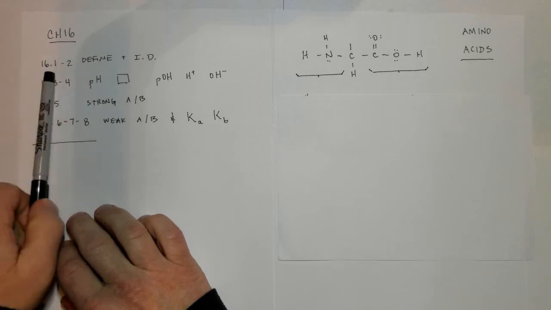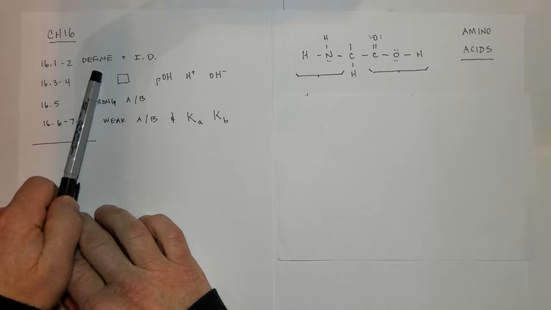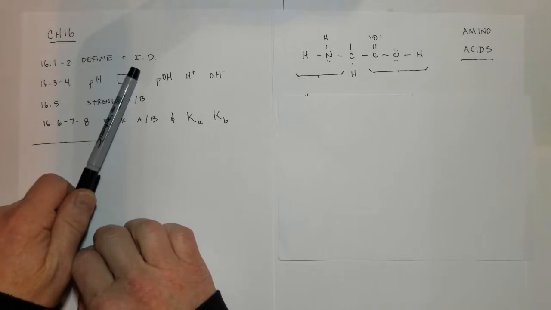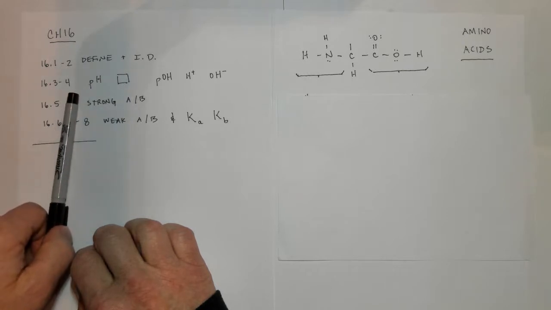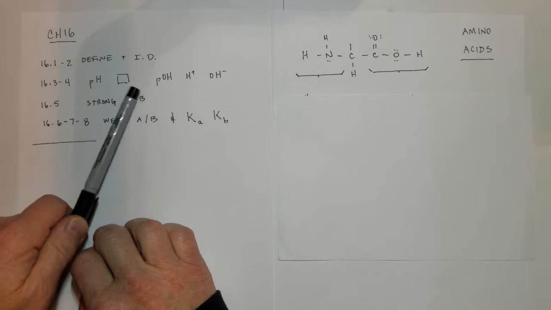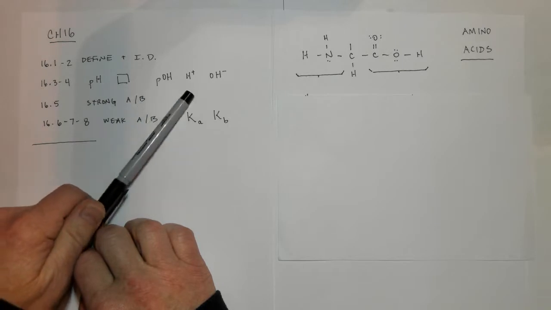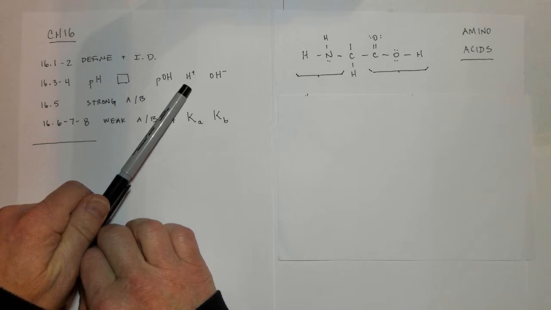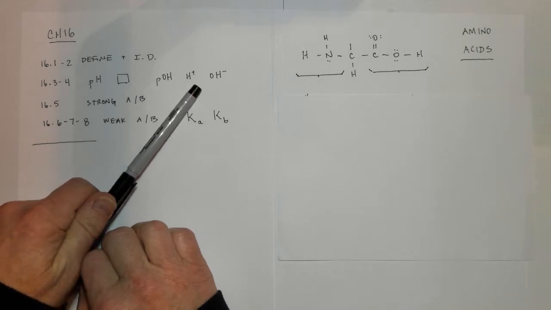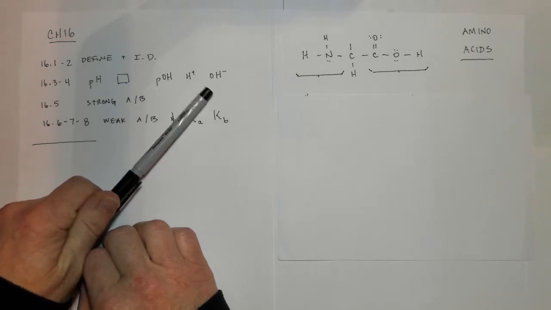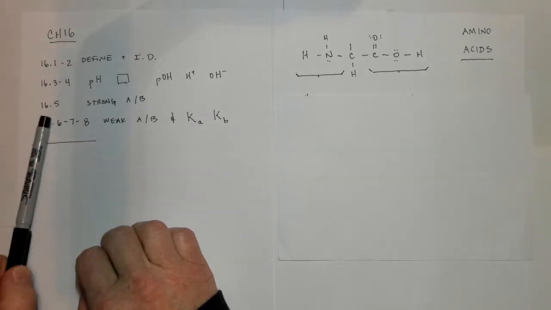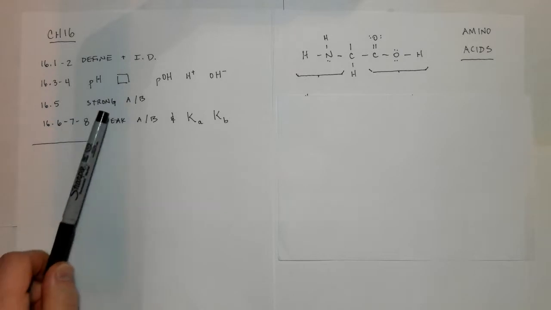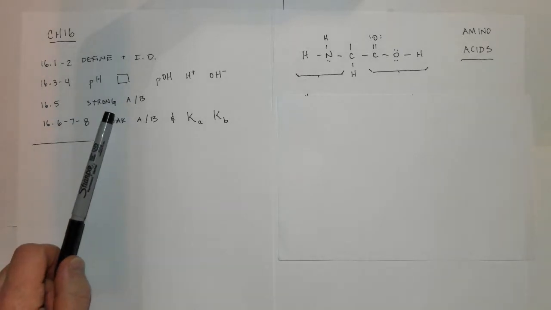The first two sections of Chapter 16 define what acids and bases are and allow you to identify them in several different ways. And then in sections 3 and 4, we learn about pH and other P scales like pOH and how they're related to the hydronium or hydrogen ion and hydroxide ion in a solution, and a calculation piece called the pH square. In section 16.5, we look at strong acids and bases and calculations associated with them.